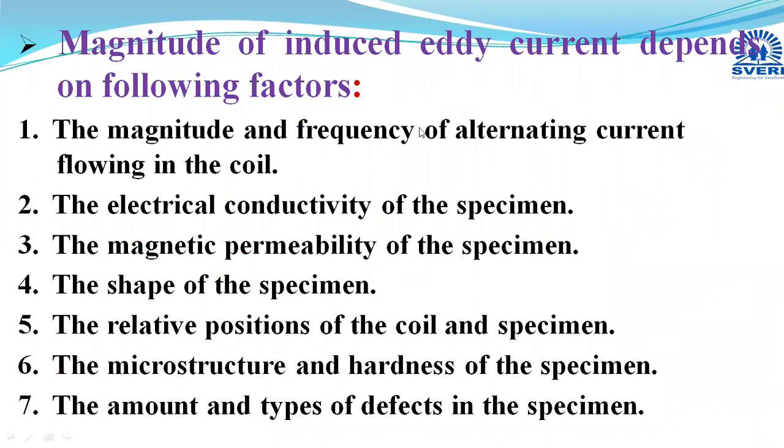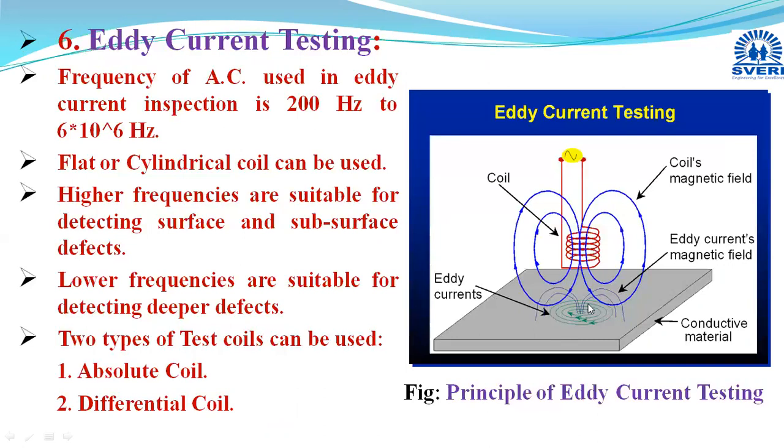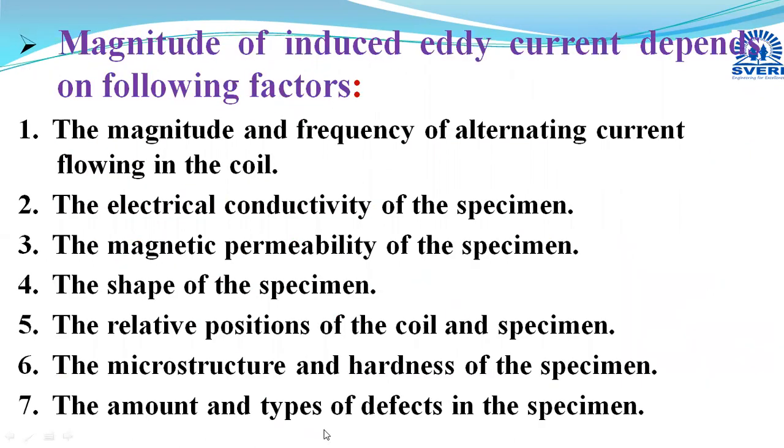Now the magnitude of eddy current. Okay, here we have seen these eddy currents are generated and they flow through the surface. The magnitude of these eddy currents depends on different parameters. Okay, this magnitude depends on the magnitude and frequency of the alternating current flowing in the coil. Already we have discussed this. The eddy current magnitude will depend on the magnitude and frequency of the alternating current flowing through the coil.